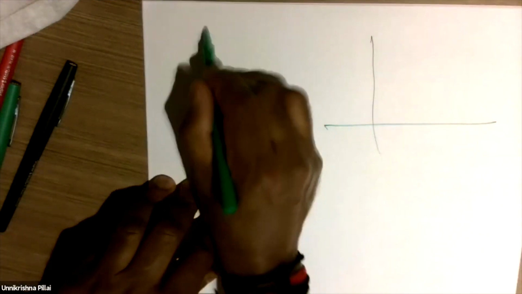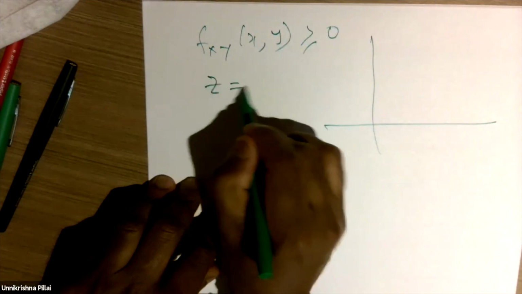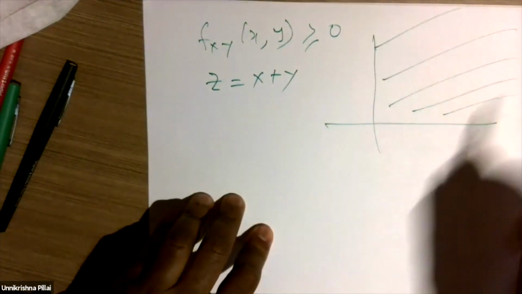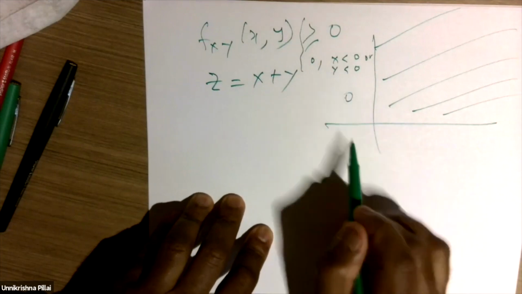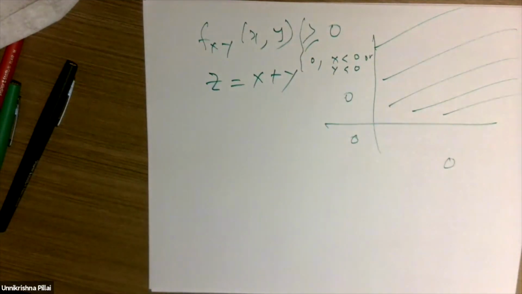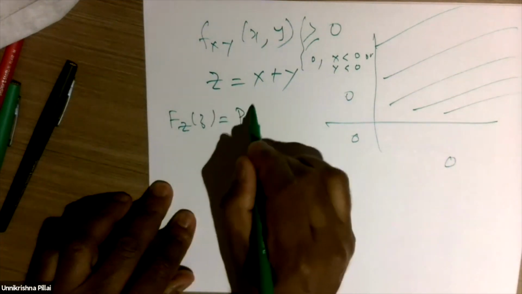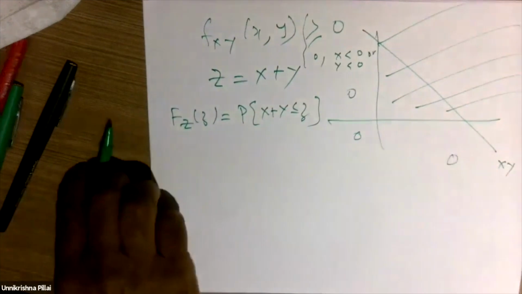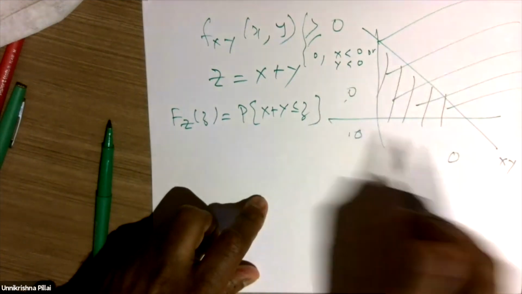So let's do the same problem, but I'm taking a special case of this. The joint density function is given to be non-zero only here. The joint density function is zero if x is less than zero or y is less than zero. So everywhere else the joint density function is zero. Let's do this problem one more time quickly. So once again, FZ(z) is the probability of X plus Y less than or equal to z. So X plus Y equals z is this line. Now where are we integrating in this case? Where is the region of integration for X plus Y less than z? Only here, because there is nothing to integrate elsewhere; it's zero.